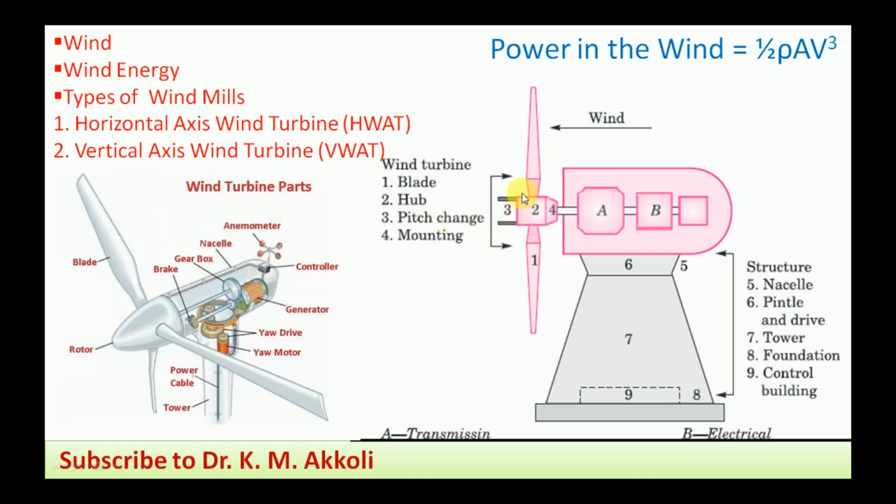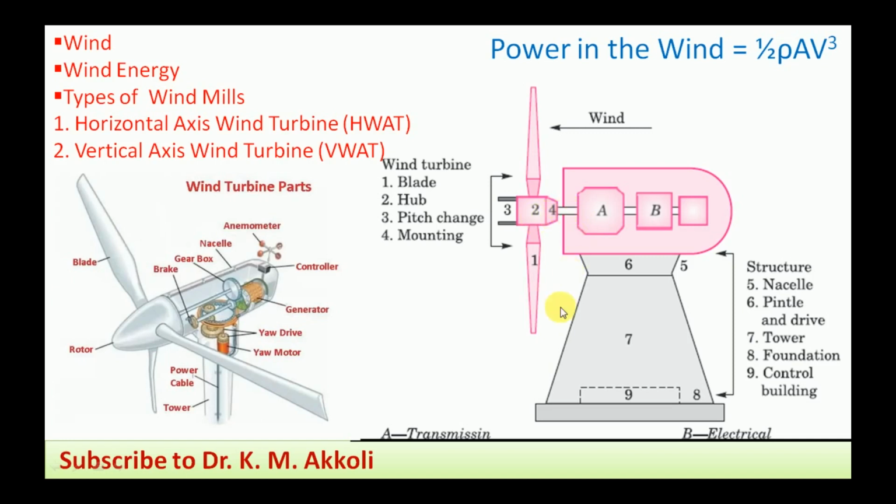Here the pitch, the moving out and moving in of the wind rotor blades, can be changed. That is the pitch change we can use. And the fourth one is the mounting. The blades and the pitch change are all together mounted on one particular element, which is called the mounting. It's mounted on the shaft.